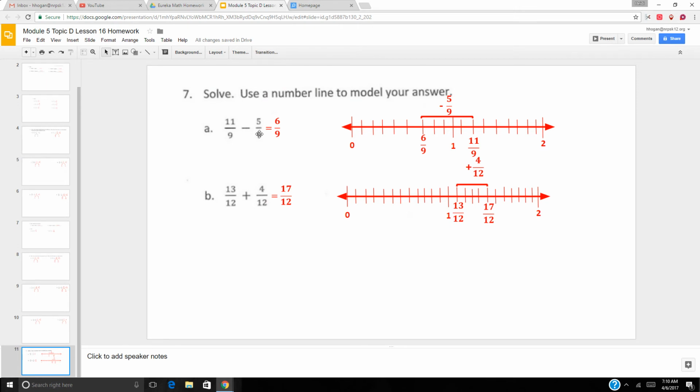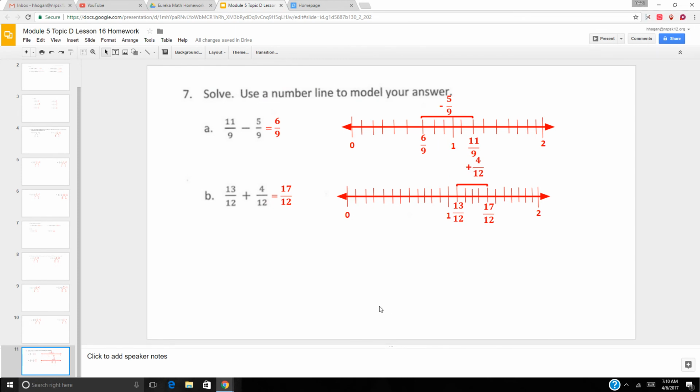So we have 11 ninths minus 5 ninths. 11 minus 5 is 6 ninths. So in the number line, here's 11 ninths. If we take away 5 ninths, 11, 10, 9, 8, 7, 6 ninths. 13 twelfths plus 4 twelfths. 13 plus 4 is 17, 17 twelfths. So we have 13 twelfths, 14 twelfths, 15 twelfths, 16 twelfths, 17 twelfths, because we added 4 twelfths. And there you have it.